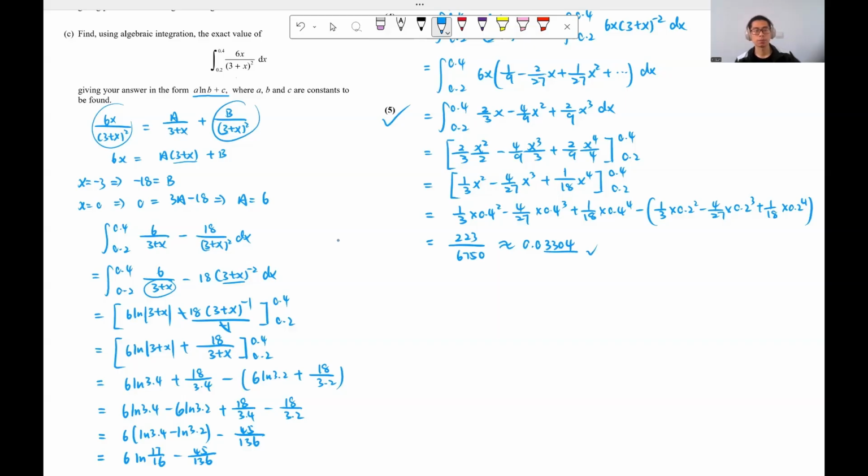So that's 5 marks. And then if we want to use integration by substitution, that's also fine. So I will probably let u equal to 3 plus x to do the substitution.